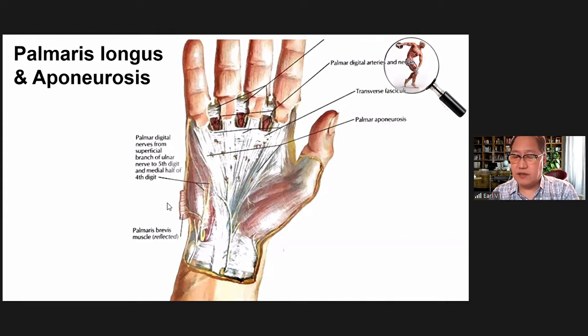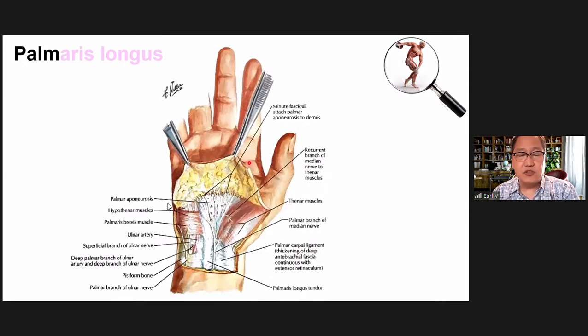So interestingly, this palmar aponeurosis adheres closely to the palm, the subcutaneous tissue. It blends to the subcutaneous tissue. So here's another drawing. This is the palmar aponeurosis. You can see that there are minute fibrous bands, or they call that fasciculi, meaning to say that this subcutaneous layer of the skin is closely attached to the palmar aponeurosis. The reason for this is for better grip. That's why they are closely attached.